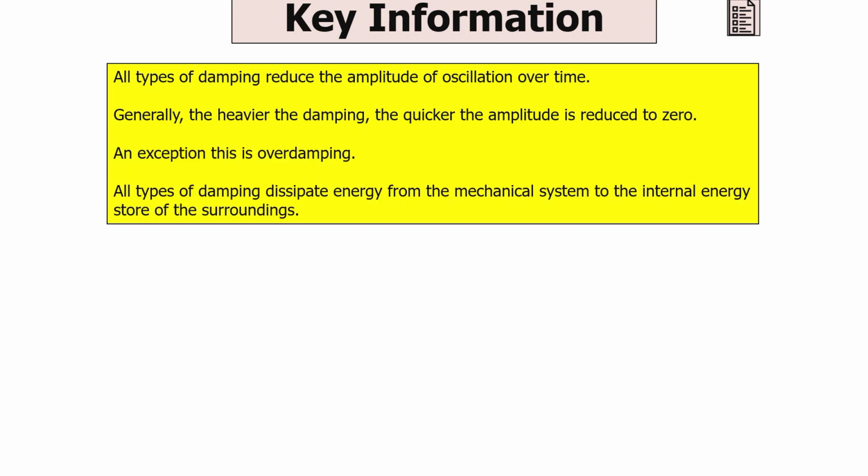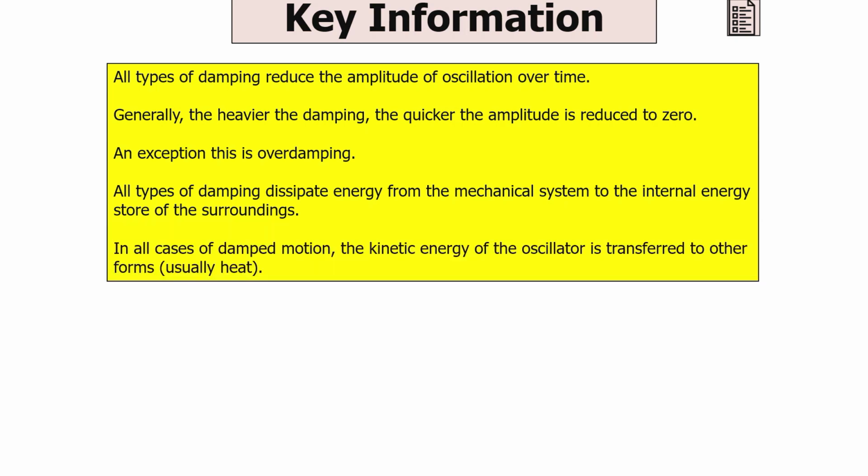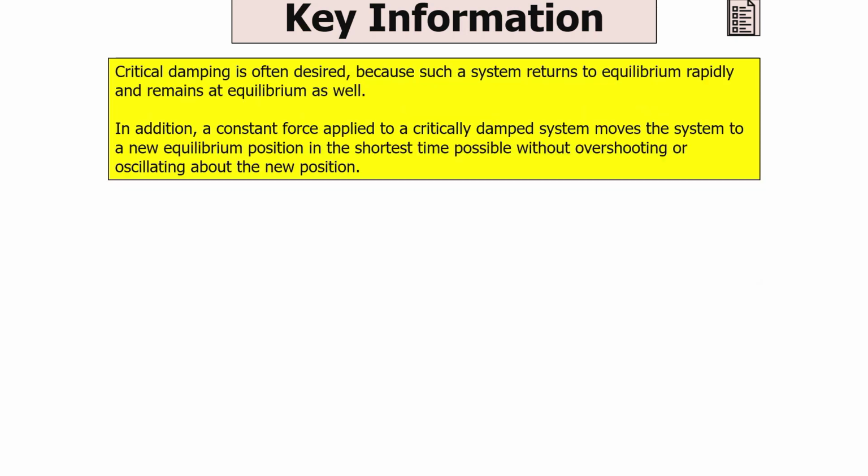All types of dampening dissipate energy from the mechanical system to the internal energy store of the surroundings. So it's a very important key idea. Now, in the case of damped motion, the kinetic energy of the oscillator is transferred to other forms, usually heat. Now, critical dampening is often desired because such a system returns to equilibrium rapidly and remains at equilibrium as well.